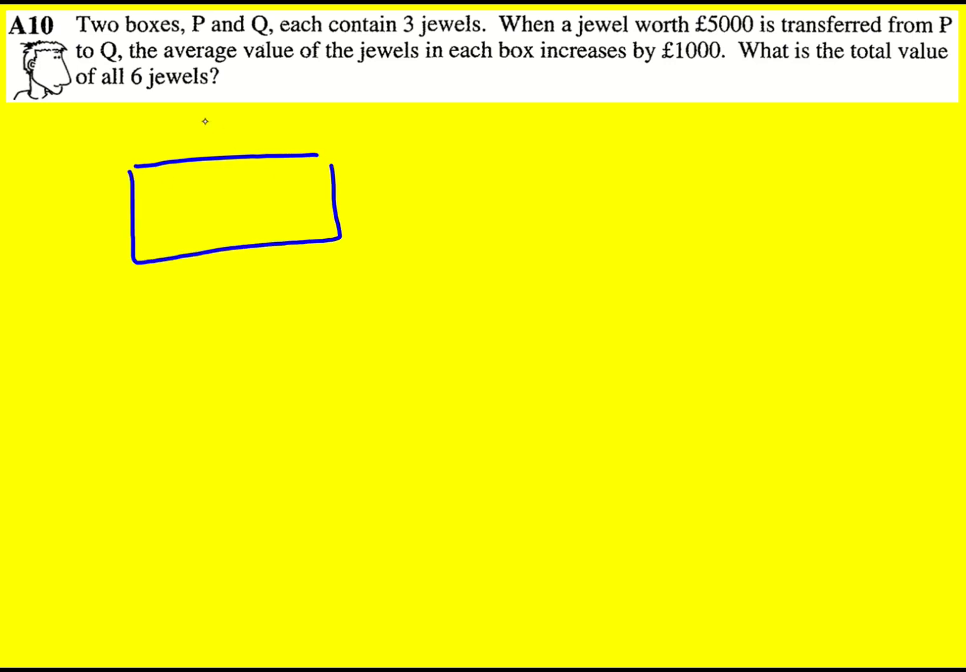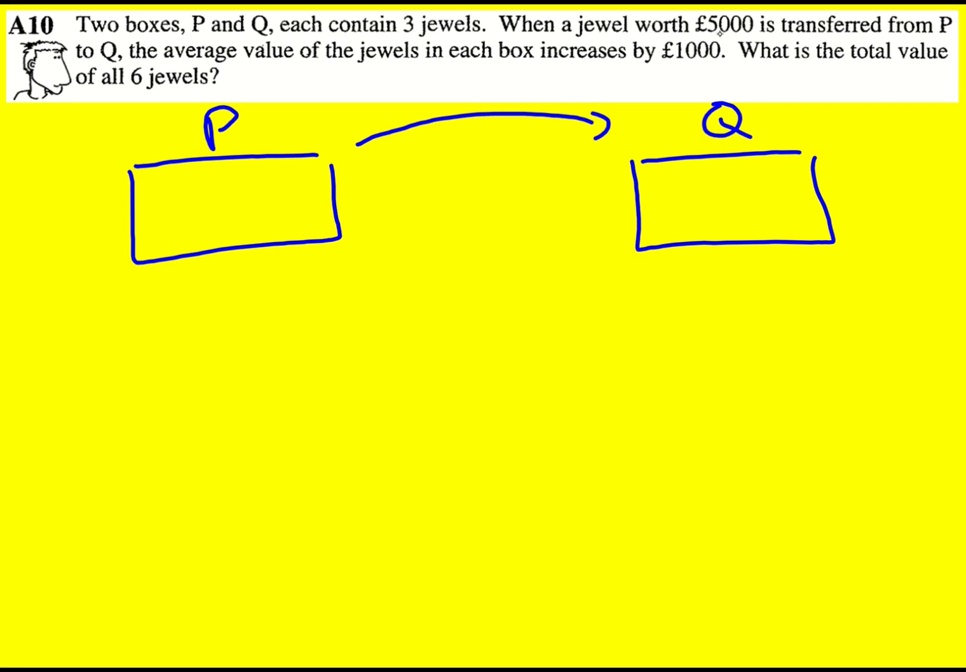Got two boxes, P and Q. Each contains 3 jewels, but when a jewel that's worth £5,000 is transferred from P to Q, the average value increases by £1,000. What's the total value of all 6 jewels?